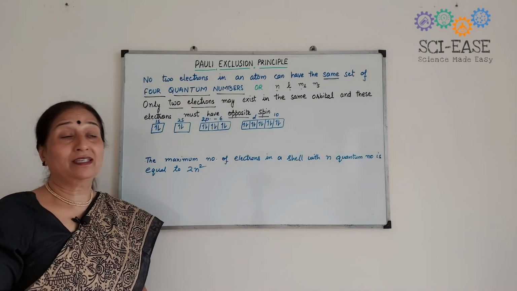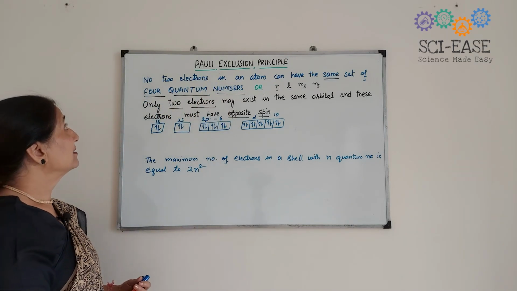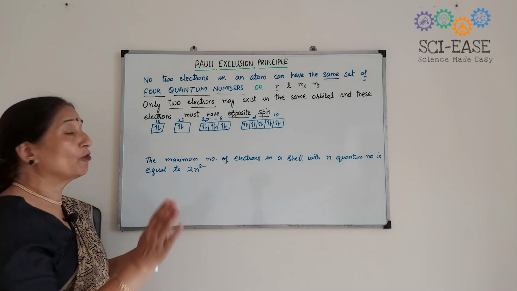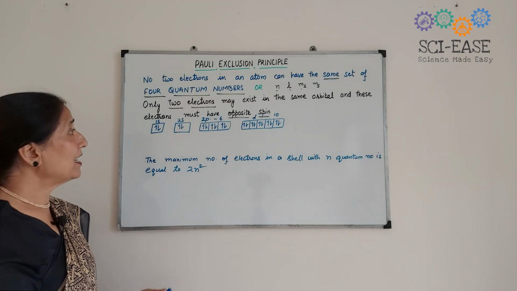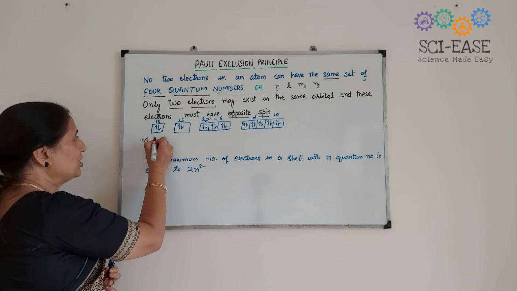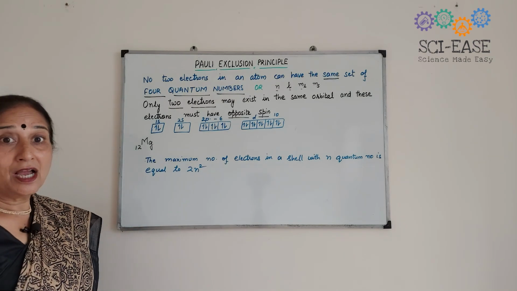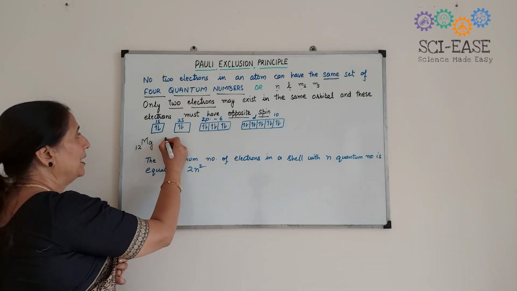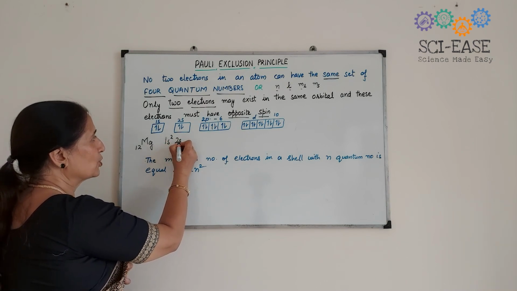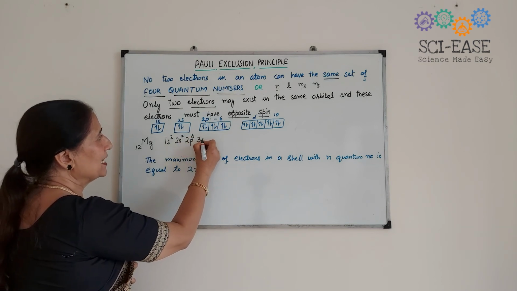Now here I want to tell you, according to this definition, that no 2 electrons in an atom can have the same set of 4 quantum numbers. Here I will take the case of magnesium, with atomic number 12. According to the Aufbau principle, its electronic configuration will be 1s2, 2s2, 2p6 and 3s2.